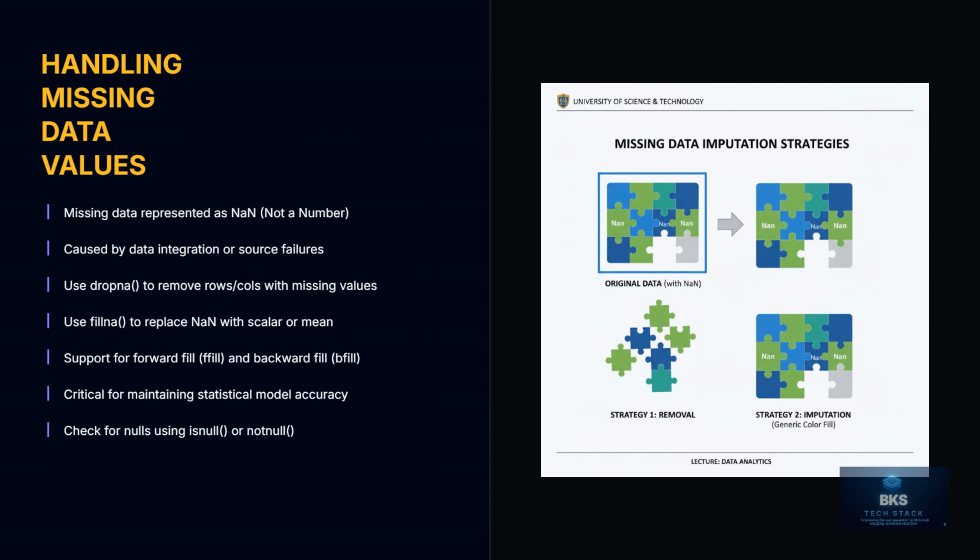Real-world data is rarely clean. Missing values, represented as NaN in Pandas, can arise from system errors, data integration issues, or user omission. Pandas provides robust tools to handle this. You can choose to exclude missing data entirely using dropna, which removes any row or column containing a null value. Alternatively, you can impute missing data using fillna, replacing NaNs with a static value like 0, or a calculated metric like the mean or median of the column. Advanced filling methods like forward fill propagate the last valid observation forward, which is particularly useful in time series data. Proper handling of missing values is essential to prevent skewed analysis.